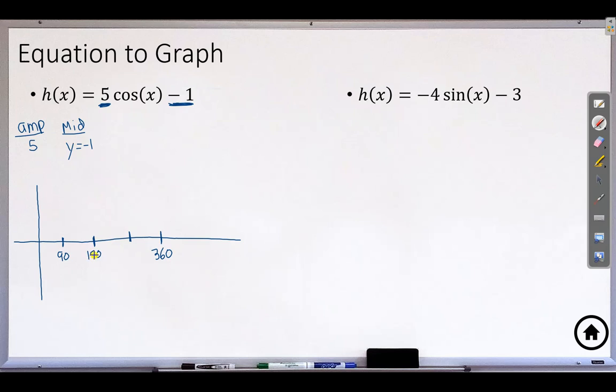So 90 plus 90 is 180. 180 plus 90 is 270. 270 plus 90 is 360. And then if you want to keep going, you can, just by simply adding 90.